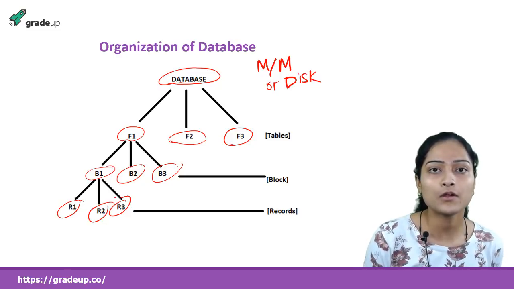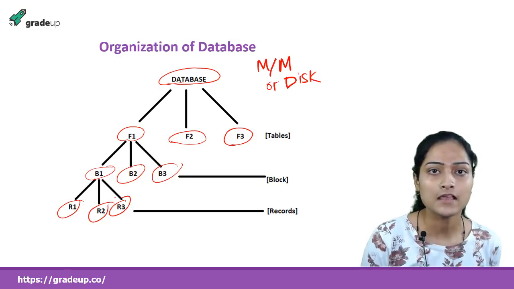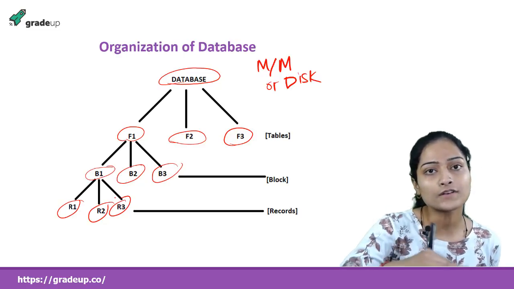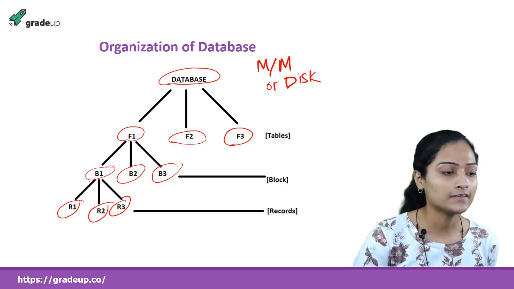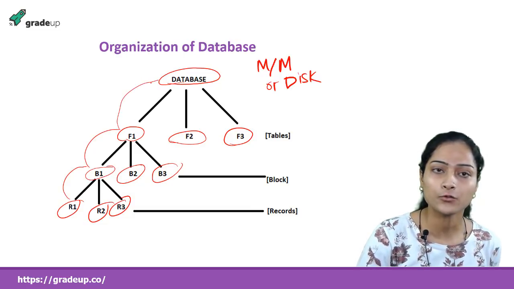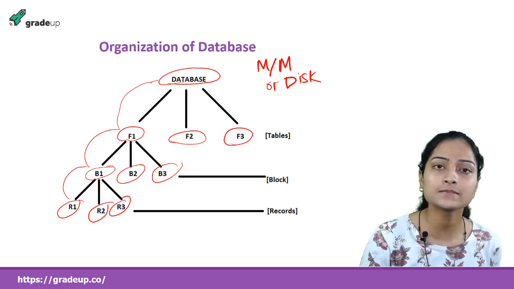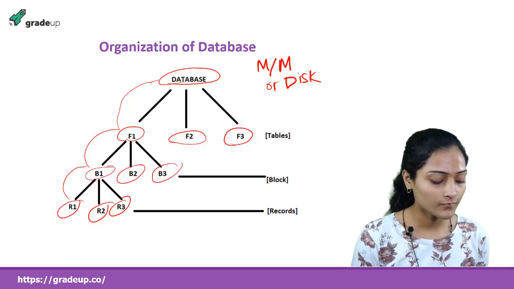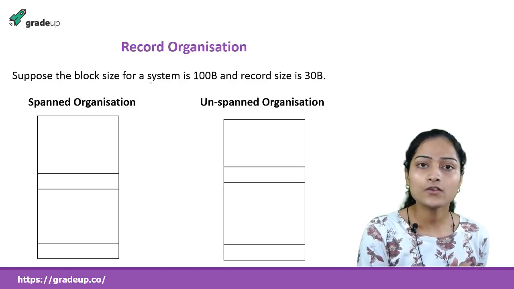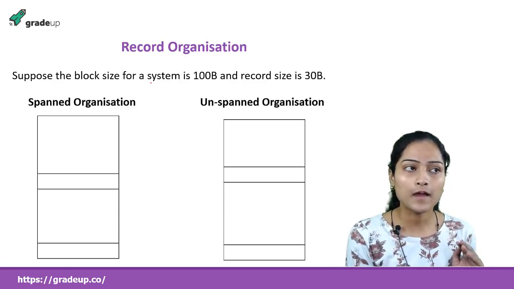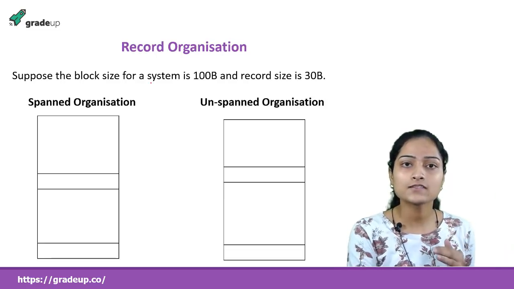So what can we say about the organization of our database? First of all, it has some records. Records are stored in blocks, and these blocks store files, and these files are part of our database. In this manner, our database is organized. Let us see how we are going to store the records in our blocks.